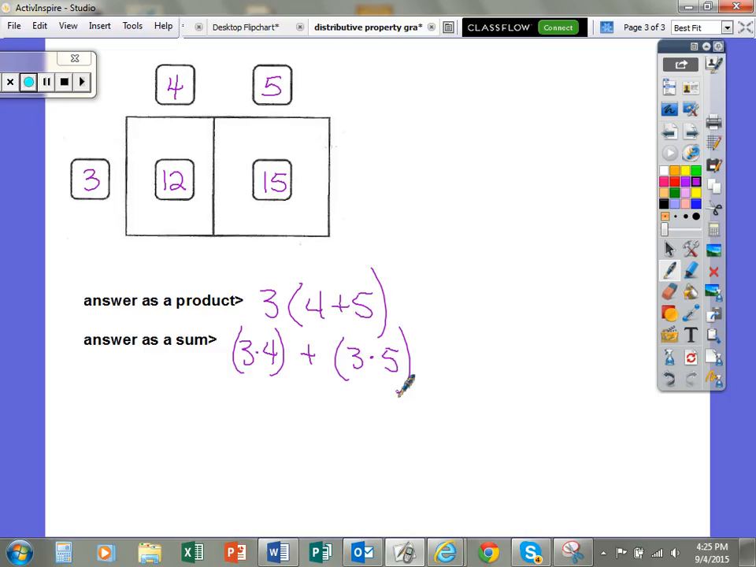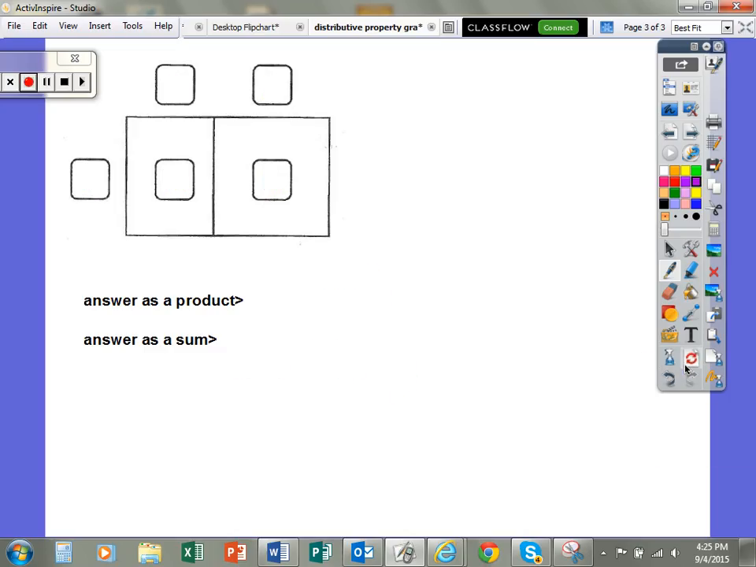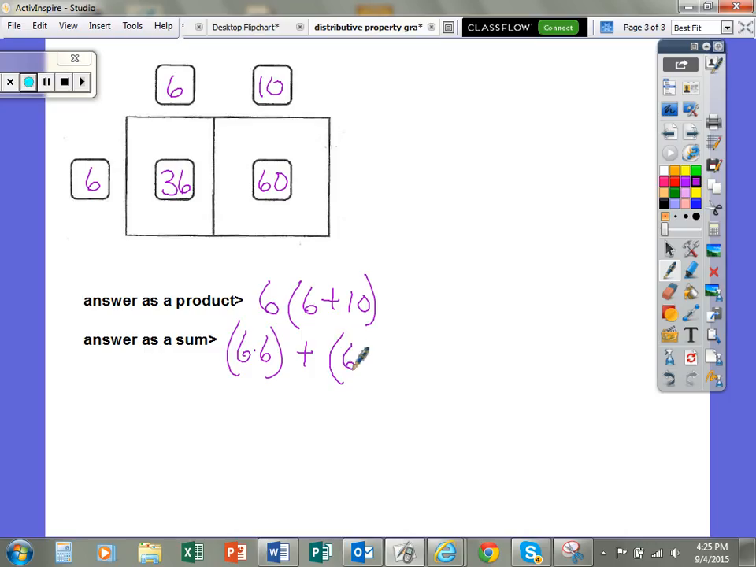Let's try one more of those. Use the numbers 36 and 60. What is a number that you can divide into both of those? I can think of the number 6. 6 into 36 is 6, and 6 into 60 is 10. So my answer as a product would be 6 times the parentheses of 6 plus 10. My answer as a sum would be 6 times 6 plus 6 times 10.